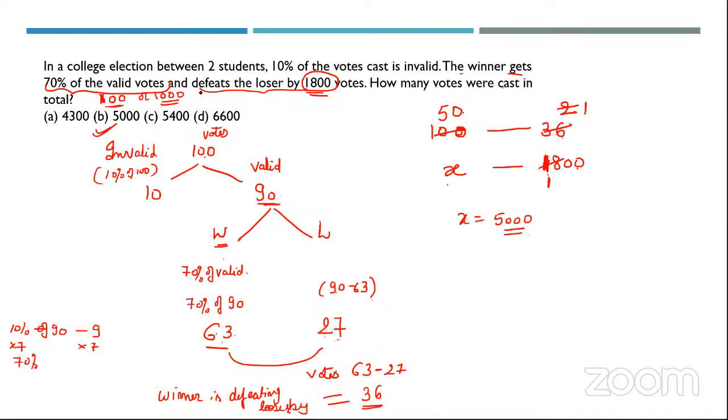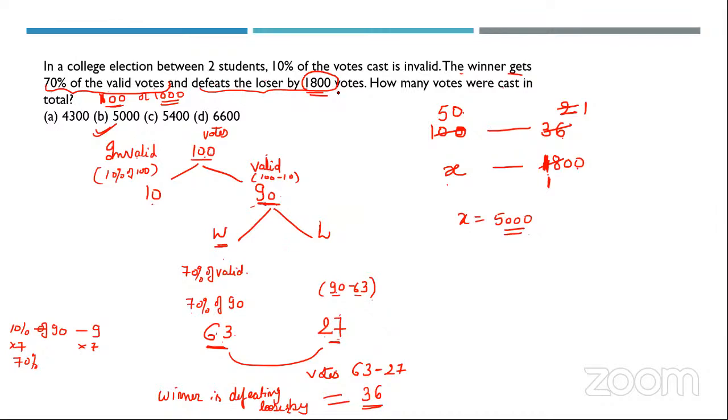But the thing is that I don't know the total number of voters. So that's why I'm assuming the total number of voters as 100. Now I'll just follow the language of the question. 10% of the votes cast is invalid. 10% of 100 invalid. It means that 100 minus 10 will be valid votes, that is 90. Now the winner gets 70% of the valid votes. So 90 are valid votes. It means that the winner would be getting 70% of 90, that is 63. Which means that the loser will get 90 minus 63, 27 votes.